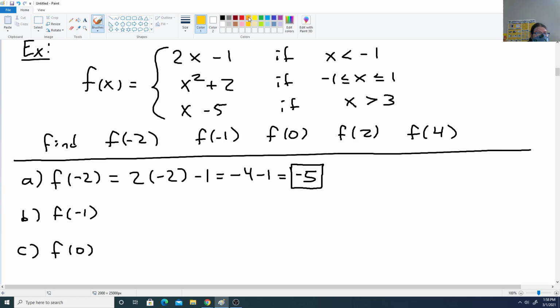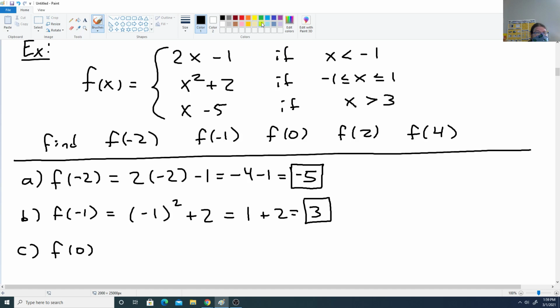Okay, so for part B, we have f of negative 1. We say, all right, negative 1, it's not less than negative 1. It is equal to negative 1. So we're in this middle form because it's okay to equal negative 1. So that means negative 1 gets plugged into this middle equation. So when we do that, instead of x squared, we get negative 1 squared plus 2. Negative 1 squared is 1, plus 2, which is 3.